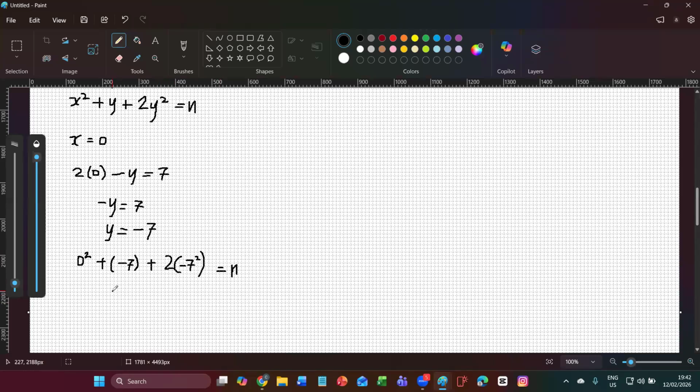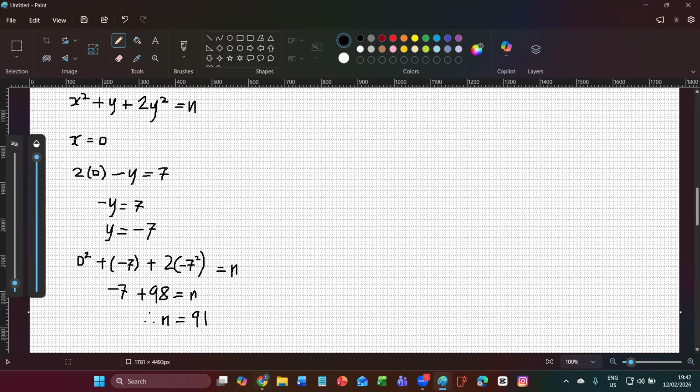So that will be minus 7, because the plus sign becomes kind of useless in the presence of the minus that is there. 2 times 49 is 98, right? Yes, sir. So 98 minus 7 will give you what? That would be 91. Therefore, n is equal to 91.